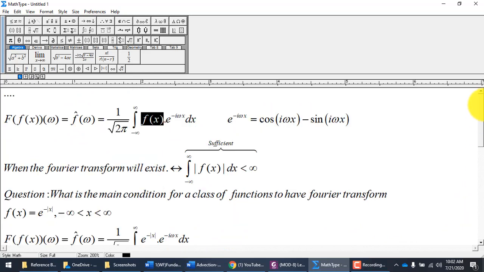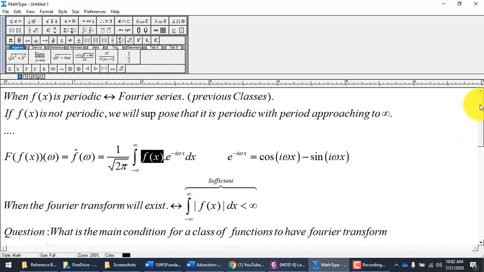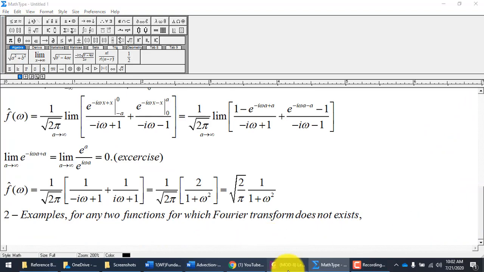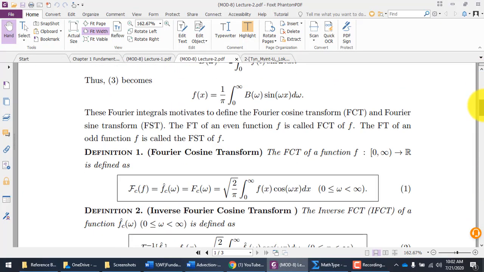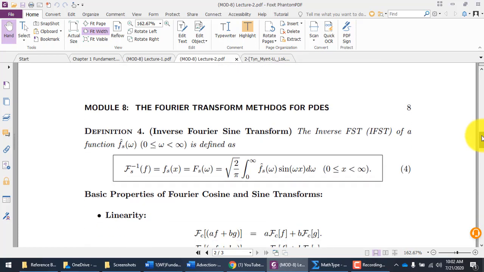And in the next lecture I will tell you how to apply Fourier transform, Fourier sine transform and Fourier cosine transform to the partial differential equations, and how to solve the transformed equation and then apply the inverse Fourier transform, inverse Fourier sine or inverse Fourier cosine transform.